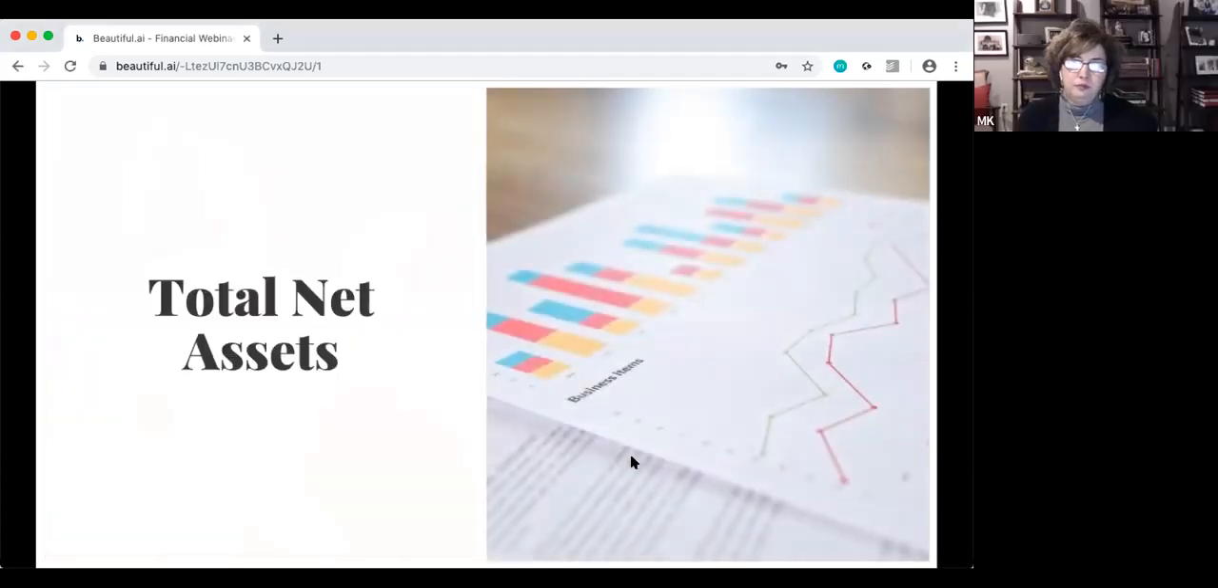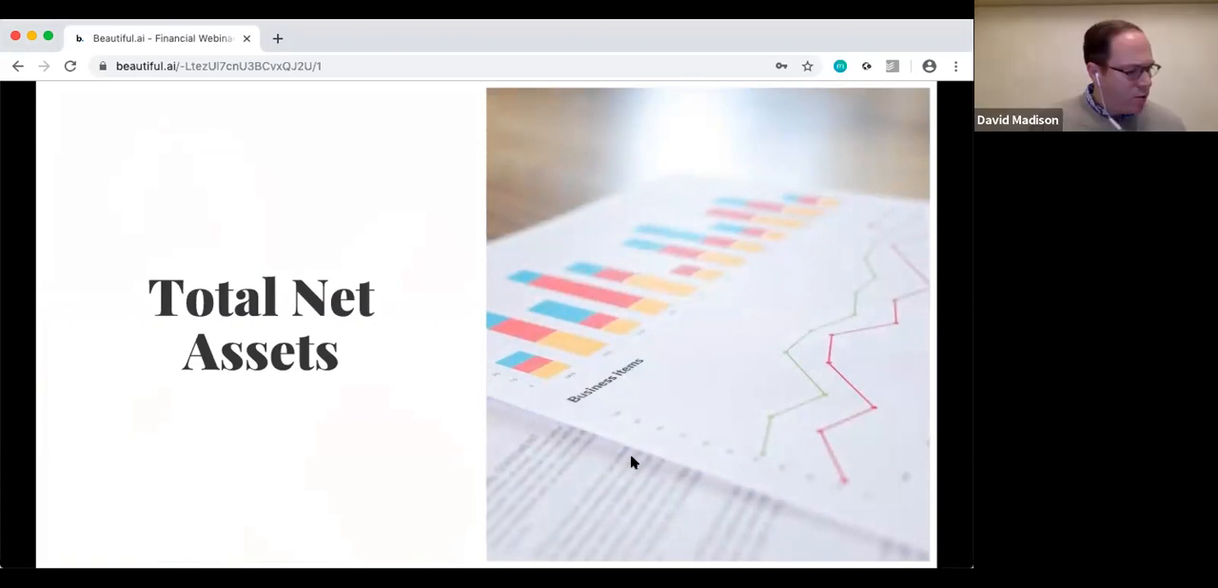Total net assets, we've talked about that a little bit. The number isn't critical. I mean, I would love for that number to be huge, but the size of the number isn't as important as the trend when you go from year to year to year. Are we building equity? Are we decreasing? That tends to be a little more telling to me when I look at that number across the years of a school.